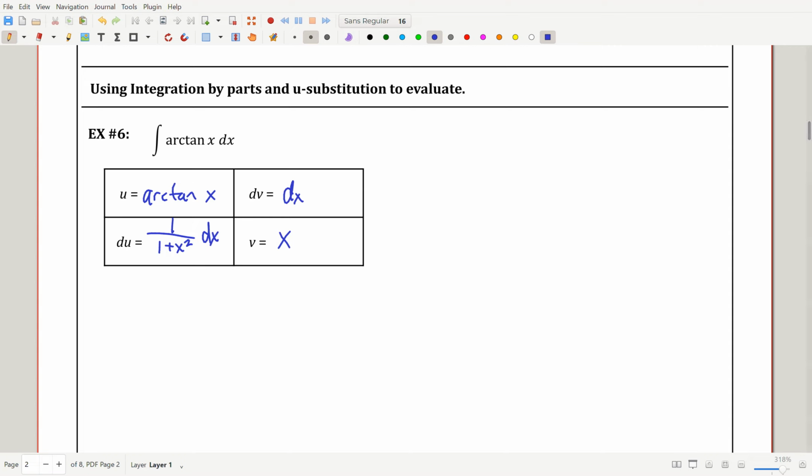So we've got our uv, we get x arctan x minus the integral of v du. So that's going to be x over 1 plus x squared dx. What should I do with that? No, the bigger power needs to be in the numerator. What's that? U sub, yeah. The directions help figure that one out too.